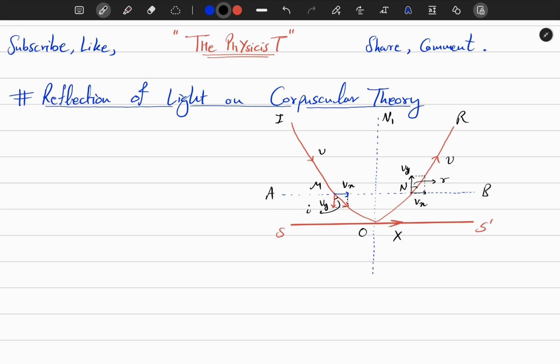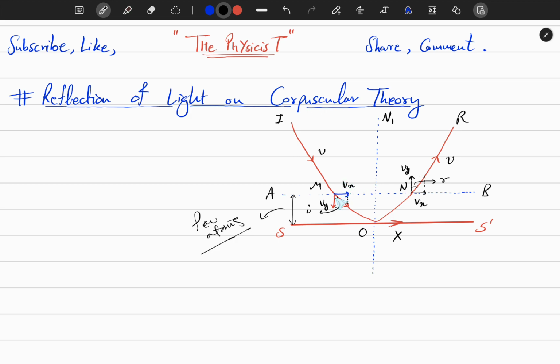Okay, so this distance we can say is only of the order of a few atoms, okay, or smaller. So it starts experiencing a repulsive force according to Newton when it comes very close to the reflecting surface, and this force is perpendicular to this reflecting surface. Okay, so now at M we can resolve the velocity into two parts.